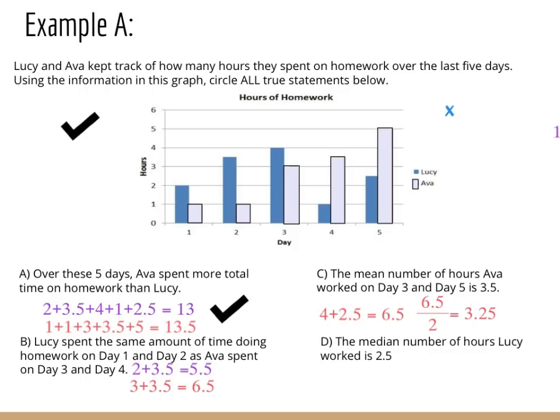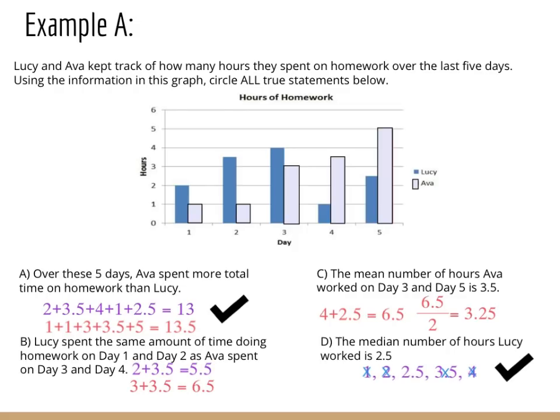The last one says the median number of hours that Lucy worked is 2.5. So remember, when we're finding median, we're finding the number in the middle. So in order to find the number in the middle, we need to line them up in order from least to greatest. So let's do that. I've got 1, 2, 2.5, 3.5, and 4. So now I'm going to just put an X over each number on the outside. We're going to work our way towards the middle. So I'm going to X off the 1 and the 4, then X off the 2 and the 3.5, and the number in the middle is 2.5, and that is what we are looking for, so that statement is correct. So we've got 2 true statements and 2 not true statements.